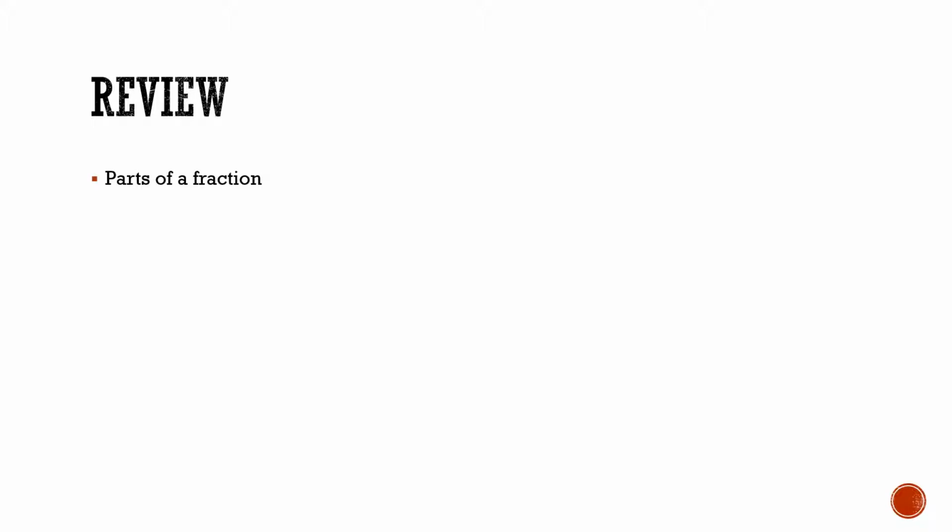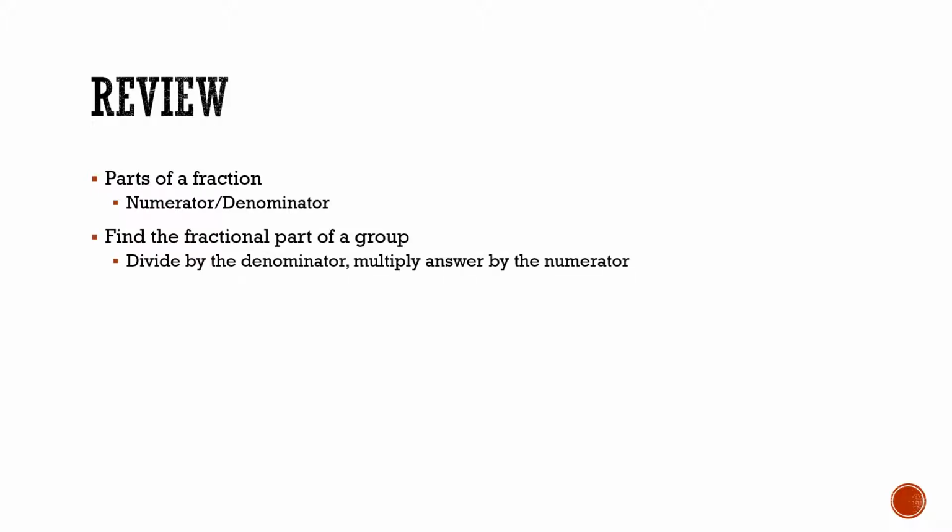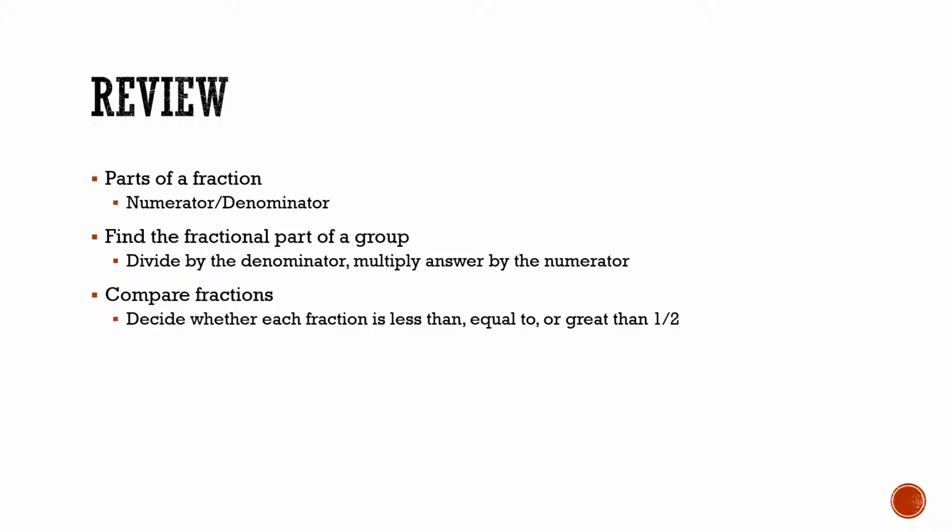Parts of a fraction. Remember, we have the numerator on the top and the denominator on the bottom. Finding the fractional part of a group, we divide by the denominator and then multiply that answer by the numerator. And then when we compare fractions, one of the easiest ways to do that is to decide by looking at each fraction whether it's less than, equal to, or greater than 1/2.